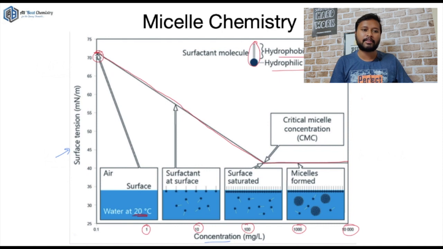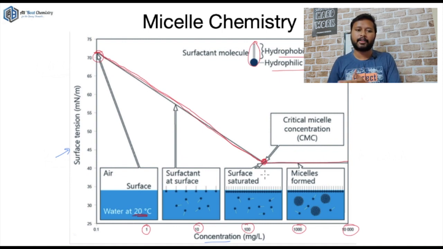That's why you are able to see this steep slope in the graph; the graph is decreasing over here. As you keep increasing the concentration, the surface tension keeps decreasing, and at a particular fixed concentration, after that, when you increase the surfactant concentration more, there will be no change. The graph will become flat. The surface tension has reached a saturated value.